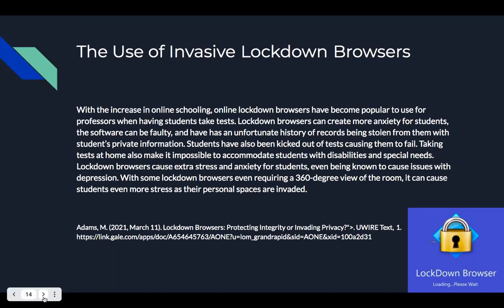Taking tests at home will also make it impossible to accommodate students with disabilities and special needs. Lockdown browsers cause extra stress and anxiety for students, even being known to cause issues with depression. With some lockdown browsers even requiring a 360-degree view of the room, it can cause students to have even more stress as their personal spaces are invaded.